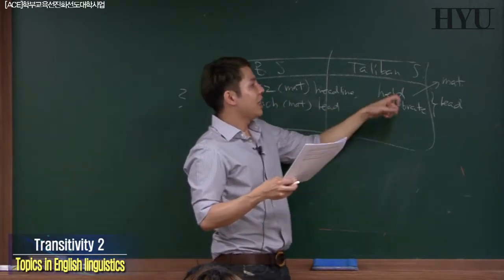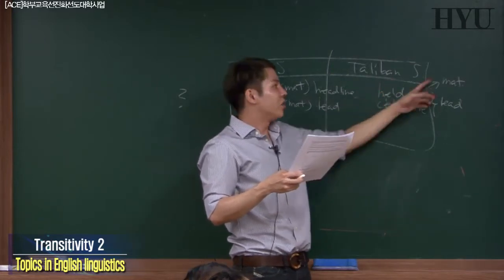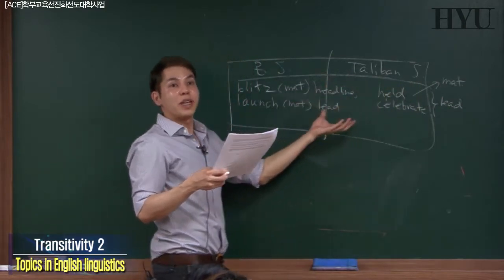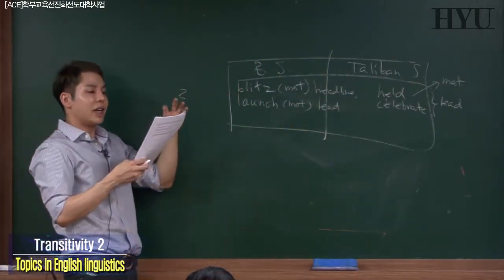But here, when they say they held a party, celebrate the murder, they are using the material processes, but there's no goal, no human being goals, right? So you can look at that kind of difference. So could you do the rest?